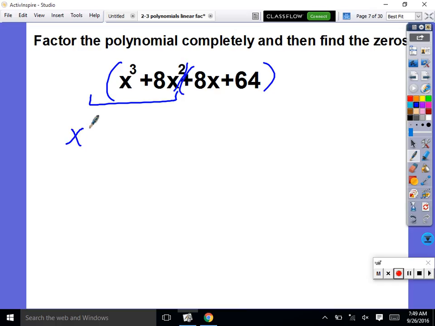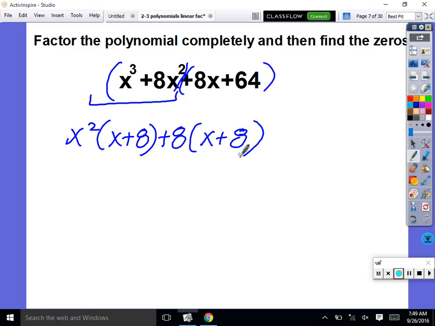We pull out x squared, correct? Left is x plus 8. We pull out a positive 8, correct? And then left is x plus 8. It did factor by grouping because we have a safe haven. We'll pull out x plus 8. Left is x squared plus 8. Now let's see. We have a linear factor degree 2. Let's see if the quadratic factors.